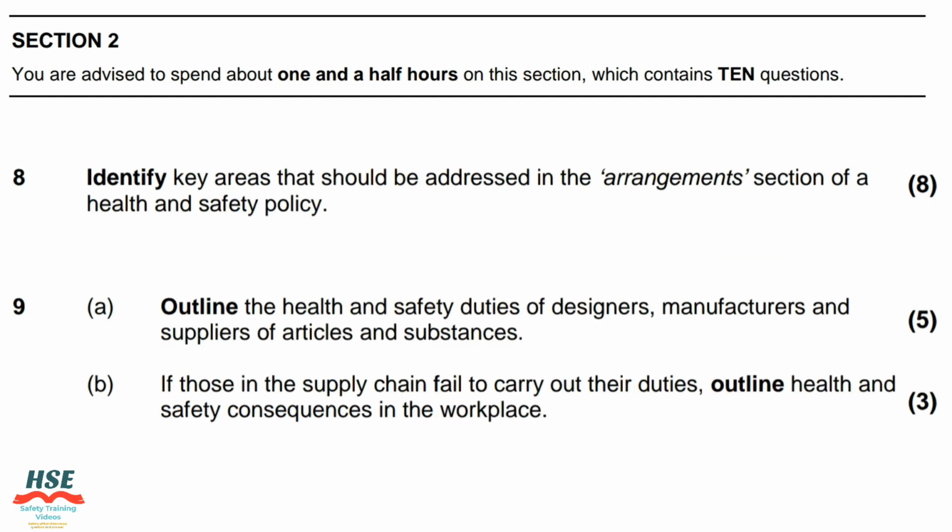8. Identify key areas that should be addressed in the arrangements section of a health and safety policy. 8 marks question. 9a. Outline the health and safety duties of designers, manufacturers and suppliers of articles and substances. 5 marks question. B. If those in the supply chain fail to carry out their duties, outline health and safety consequences in the workplace. 3 marks question.